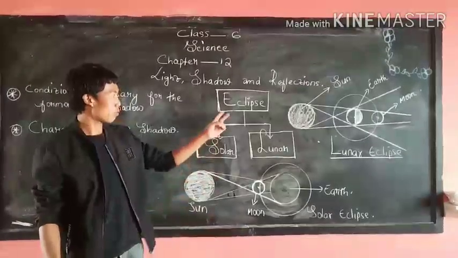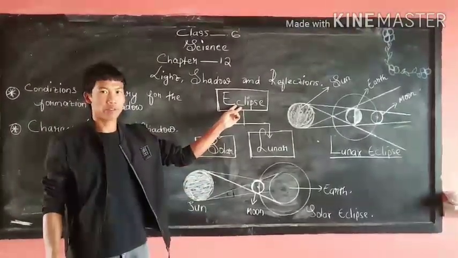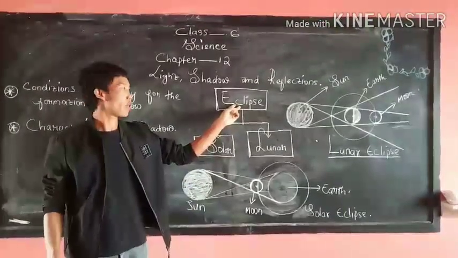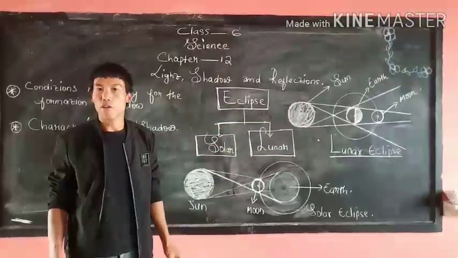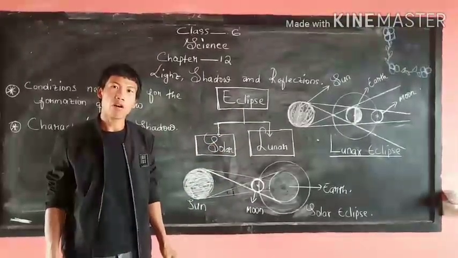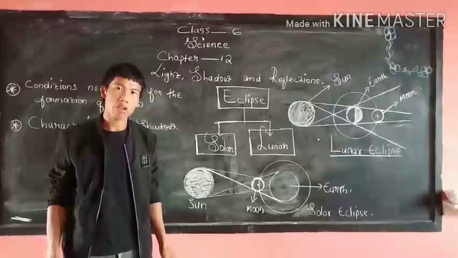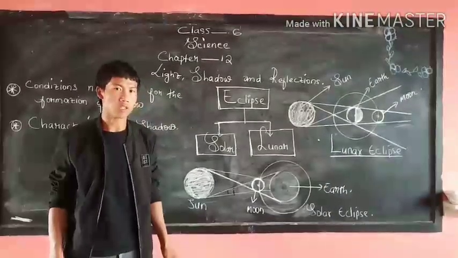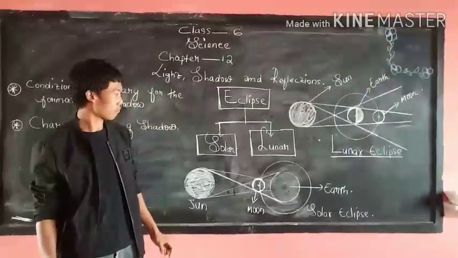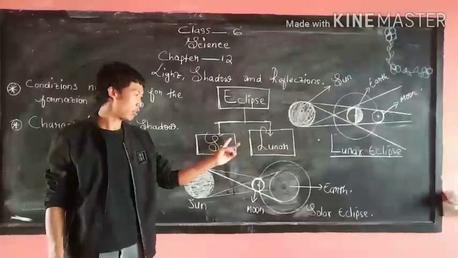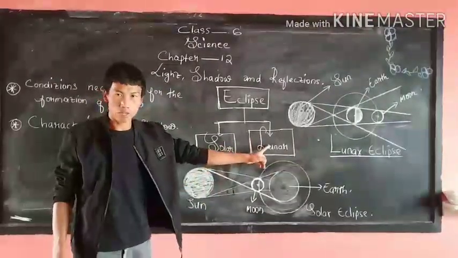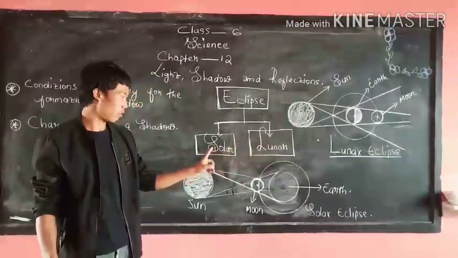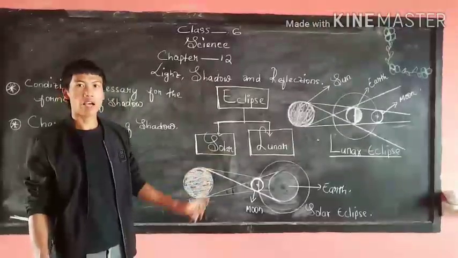Moving on to the next point, that is eclipse. So let me explain what is eclipse. The formation of shadow of one celestial body over another celestial body is called an eclipse. It is of 2 types, solar eclipse and lunar eclipse. So let me explain the first, that is solar eclipse.